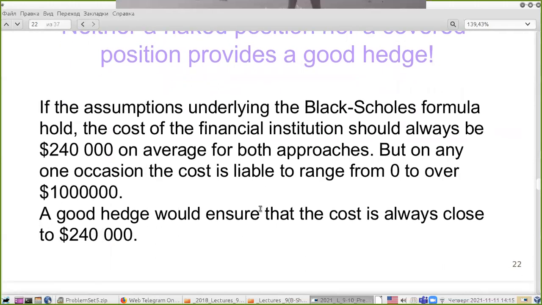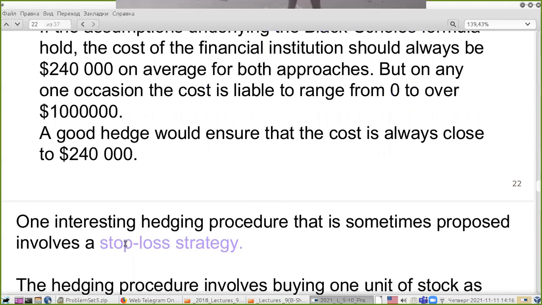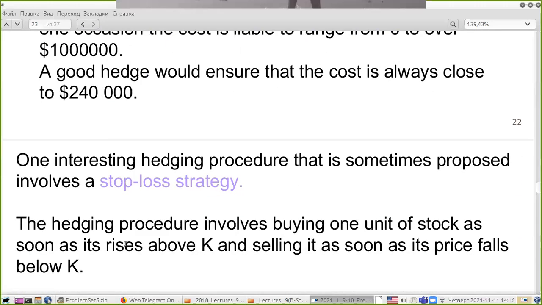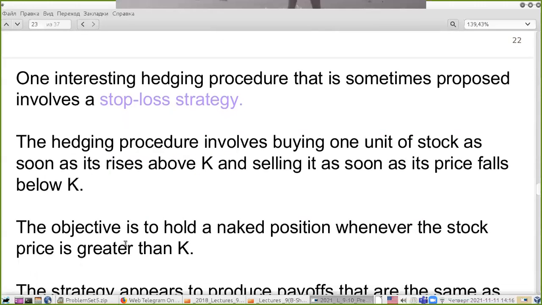If the assumptions underlying the Black-Scholes formula hold, the cost to the financial institution should be 240,000 on average for both approaches. But a good hedge would ensure that the cost is always close to it. So it's a theoretical price, and on this basis there is the stop loss strategy.